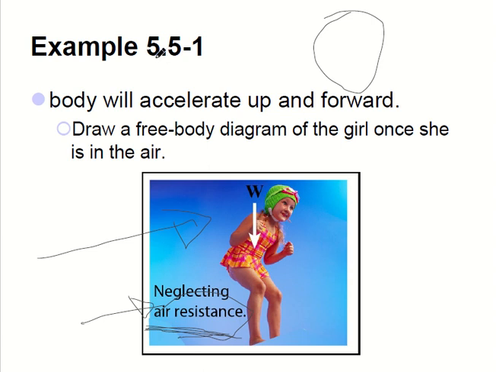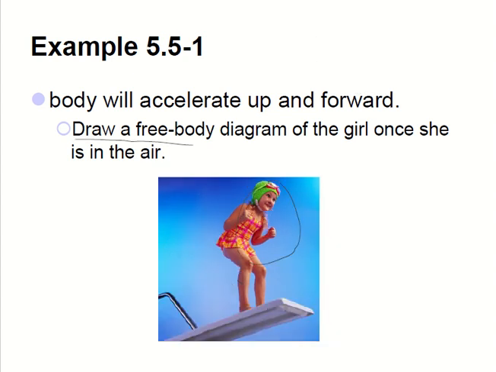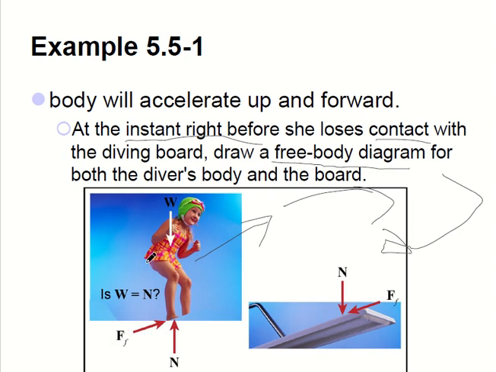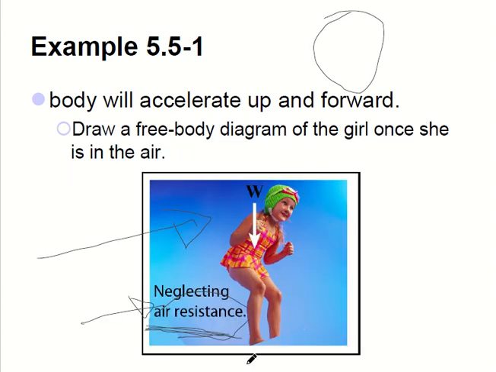So you go to chapter 5, the 5-1 problem, and you're going to see the same thing. Up in the air, there's only one force. On the board, she's got all of these. The friction happens because of two surfaces in contact. When she is in the air, there is no friction. Here the author cut out the board.